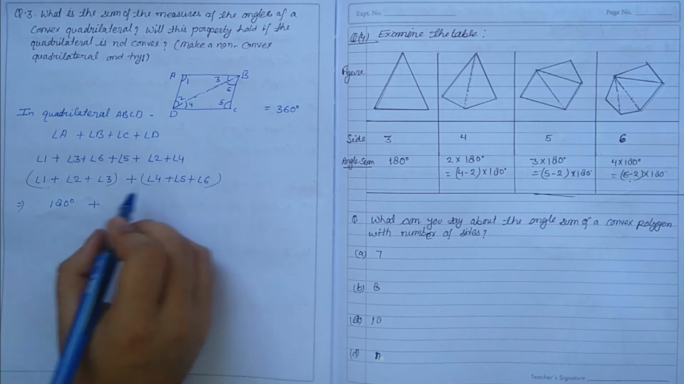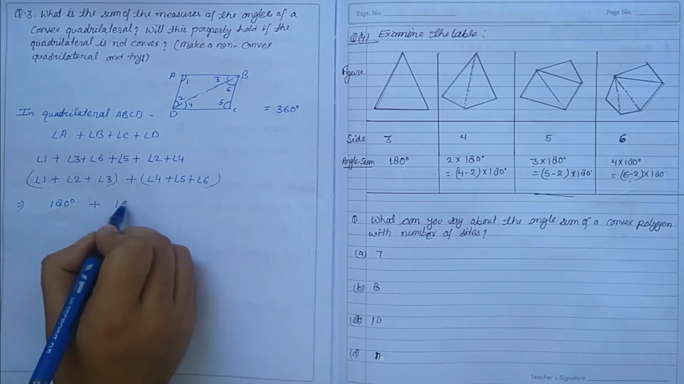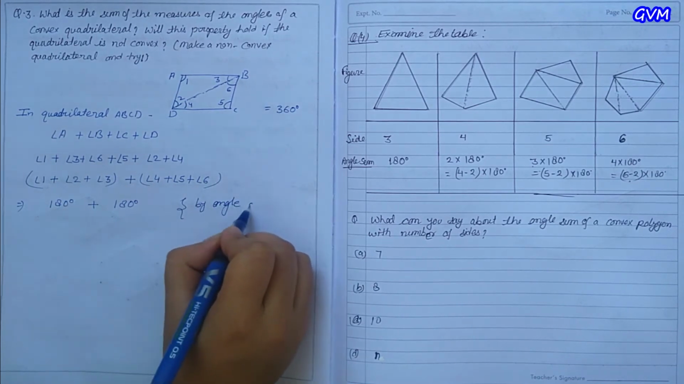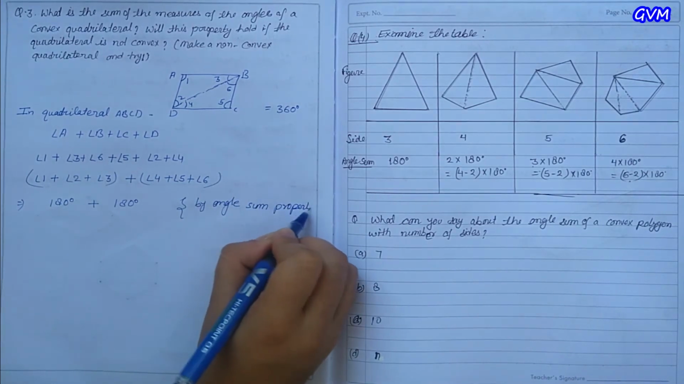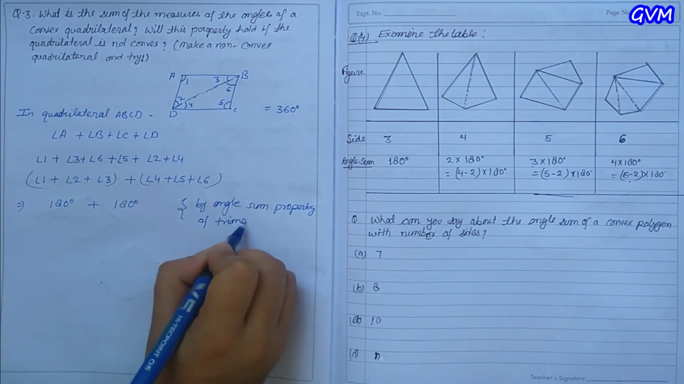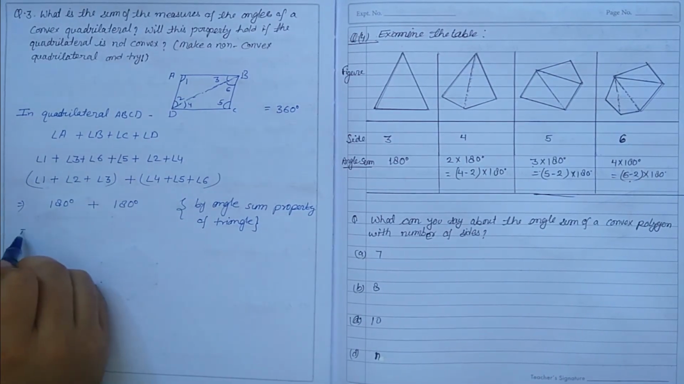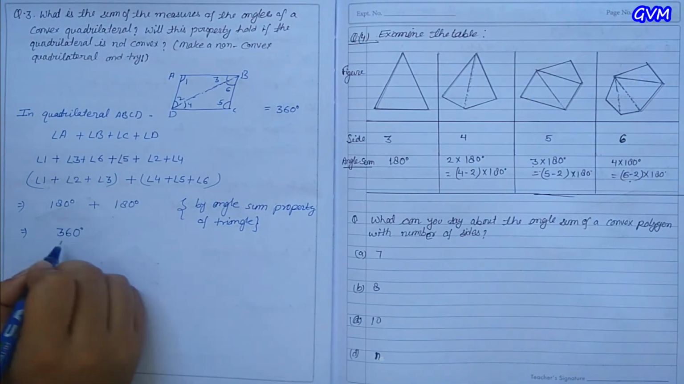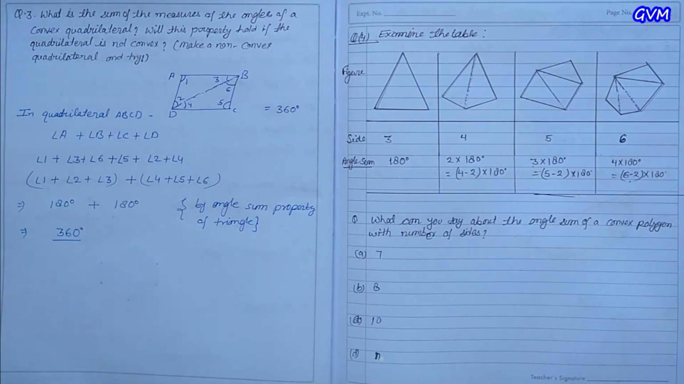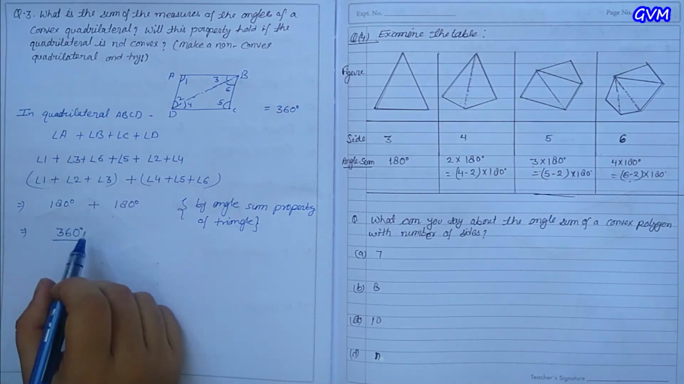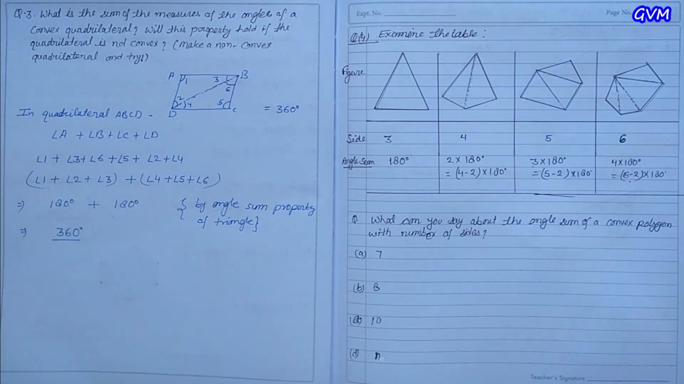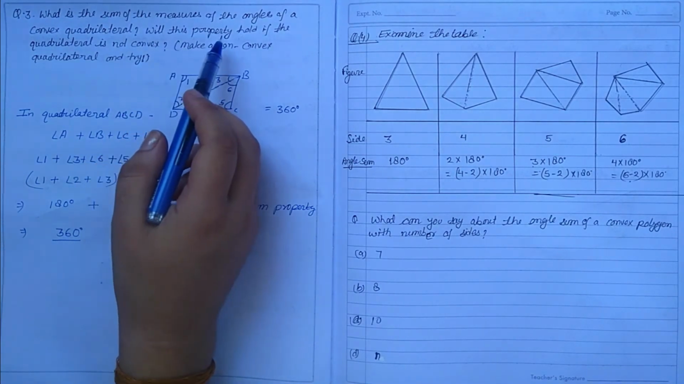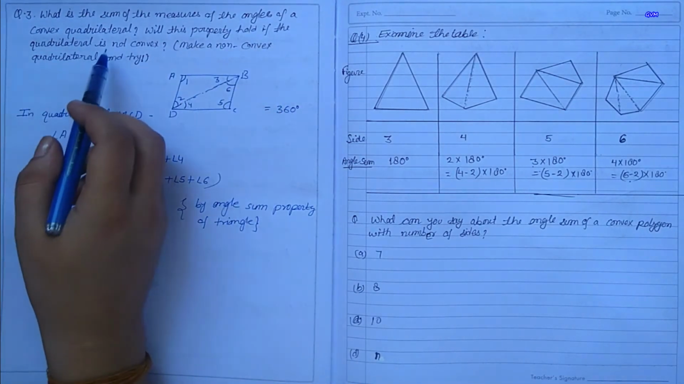Similarly, with this triangle, the sum of all the interior angles is 180 by the angle sum property of triangle. Now add 180 and 180, we have 360 degrees. So this is how we have proved that in quadrilateral ABCD the angle sum is 360. Now the second part is asking whether this property holds if the quadrilateral is not convex.